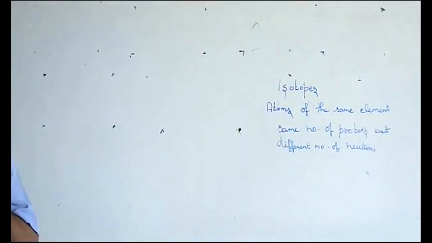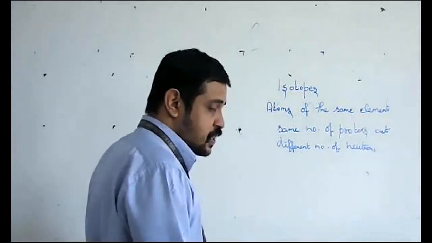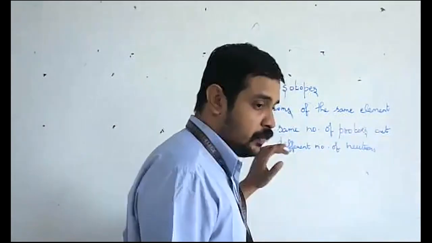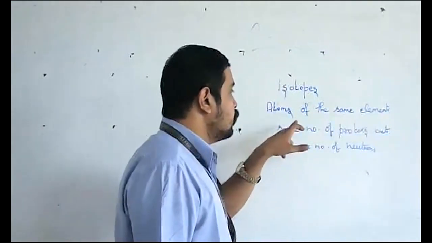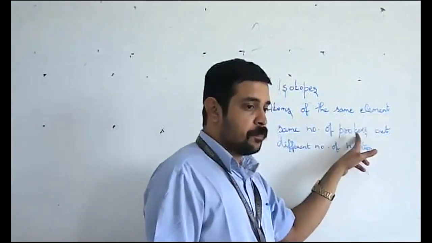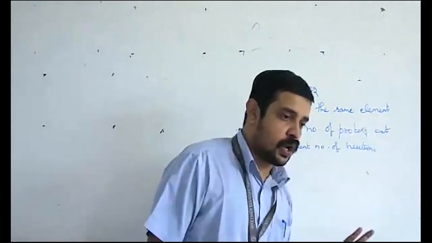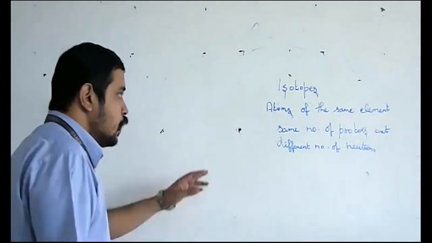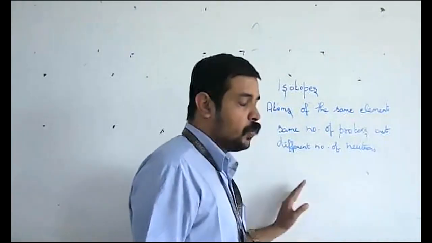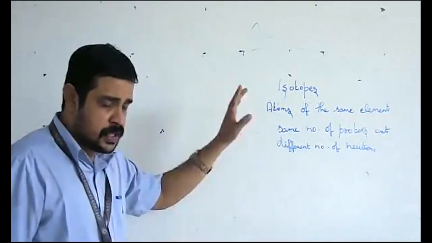Okay? So, we have to understand the definition. This is a very important definition. Atoms of the same element with the same number of protons but different number of neutrons, we call them isotopes. Okay? So, we call them isotopes. Now, we will remember these isotopes.